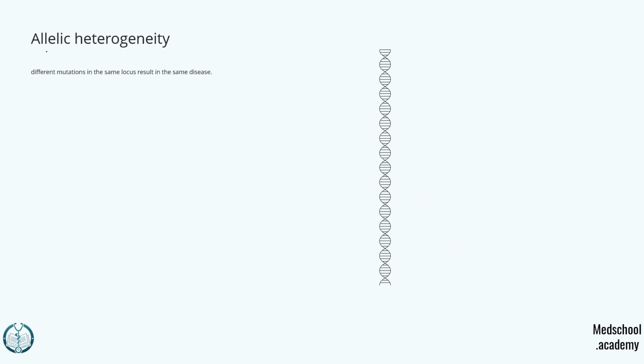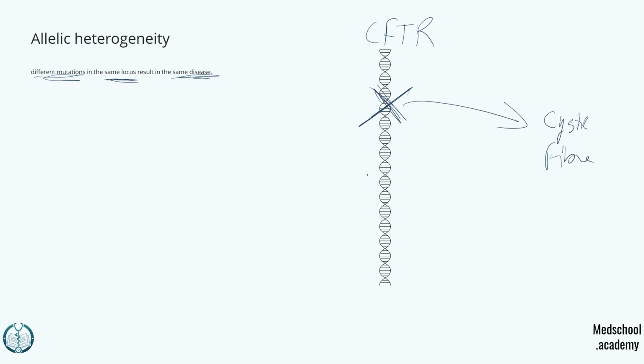Next, we have allelic heterogeneity. This one is different mutations in the same locus leading to the same disease. For example, let's say this is the CFTR gene, right? This whole thing. For example, let's say there's a mutation here. So what is that going to lead to? Mutation in the CFTR gene leads to cystic fibrosis.